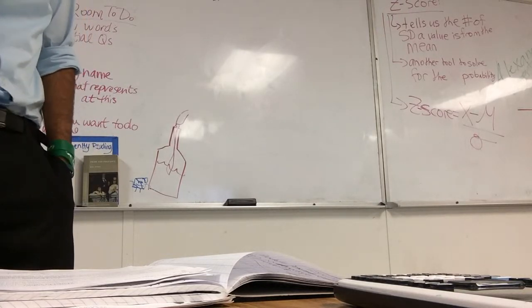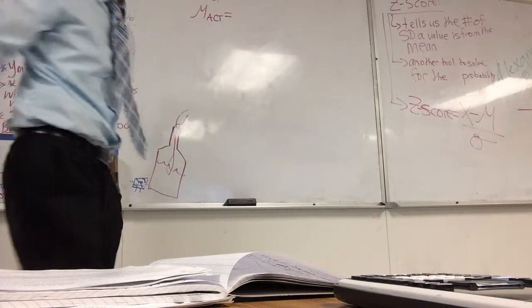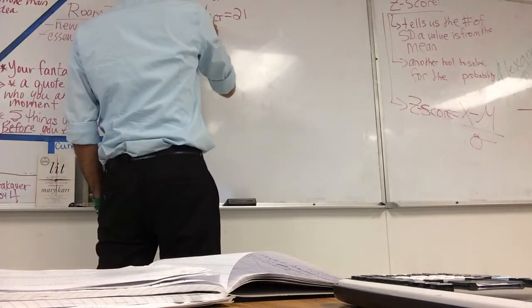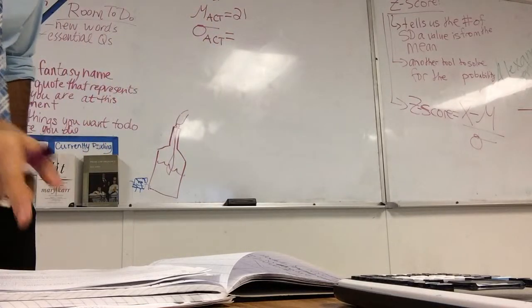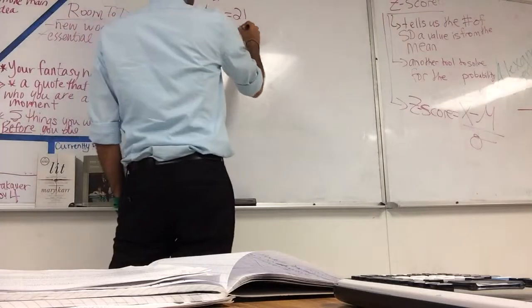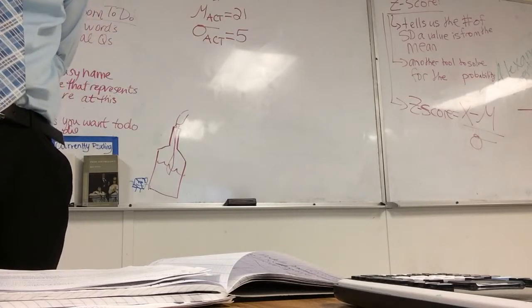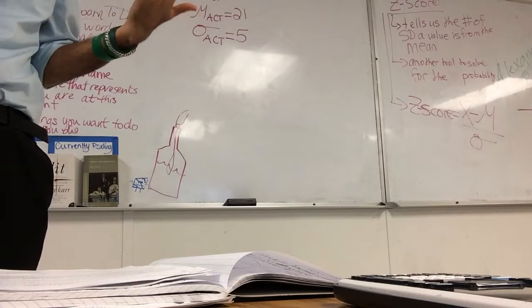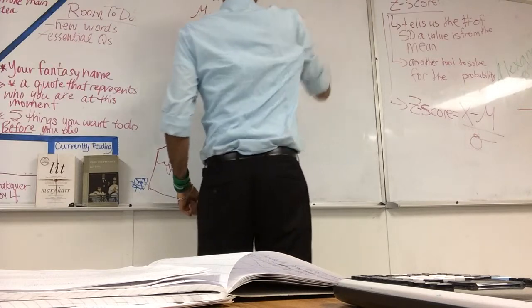For the ACT, the average is 21. The standard deviation on the ACT, in the problem, is 5. And their question is, say you scored an 1170 on the SAT and a 27 on the ACT. So I made an 1170 and I made a 27.